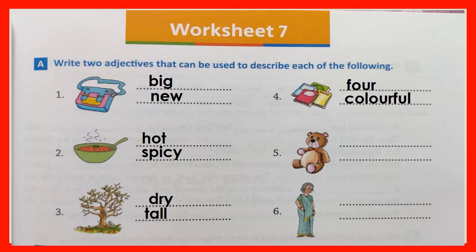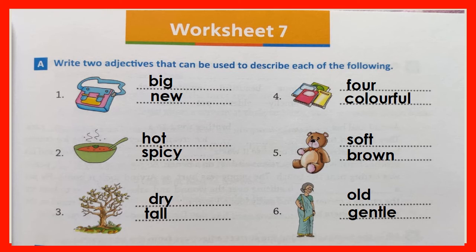Number 5, it's a teddy bear. So what can you write for a teddy bear? A teddy bear, a soft toy, is usually soft, right? So you can write soft. You can write brown, the color of the teddy bear. Then you can even write round. Number 6, you can write old for the lady and you can write gentle.